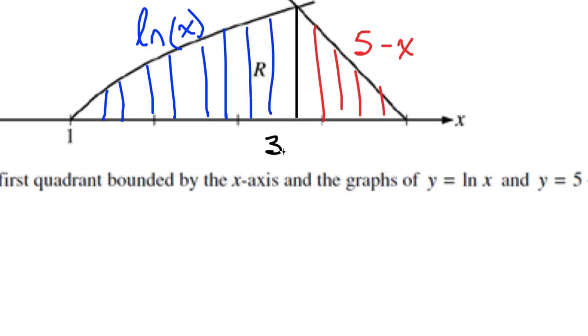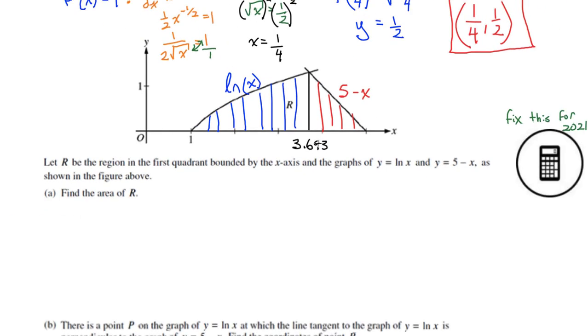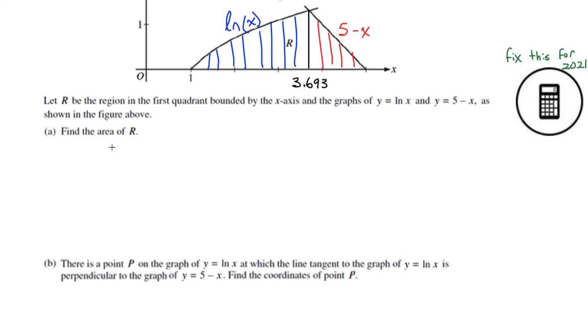3.693. If I keep saying it over and over, maybe you'll remember 3.693. And then from here, we're going to write out our integral. So my blue integral, the integral on the left, is the integral between 1 and 3.693, yet again, of this natural log of x function dx.